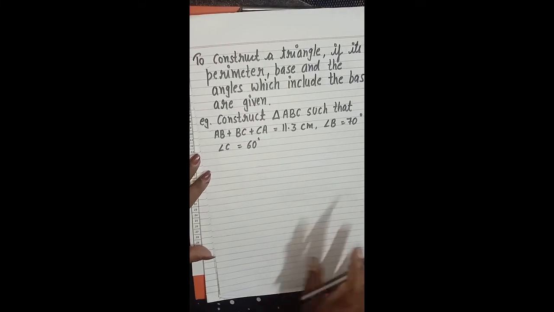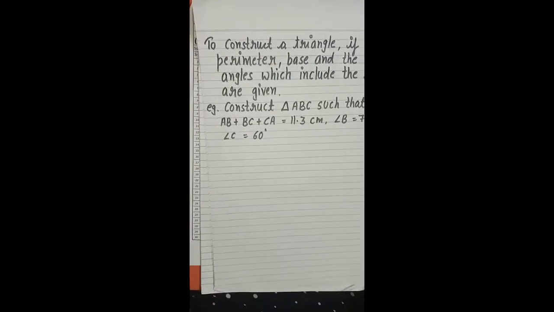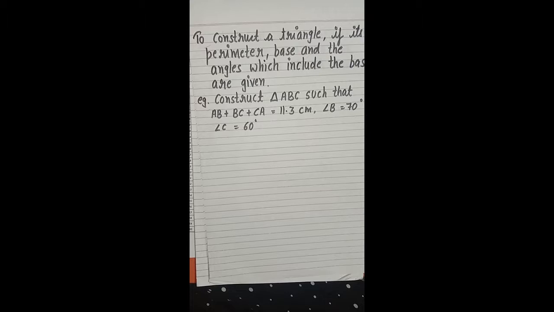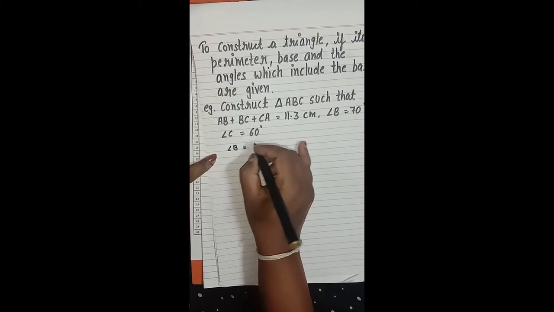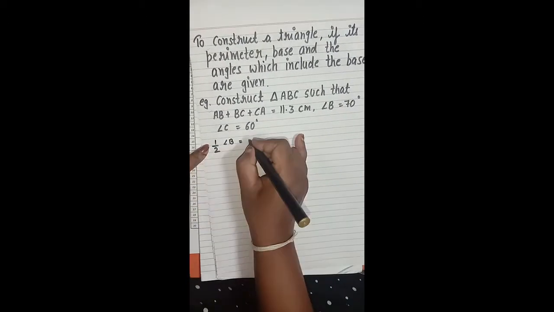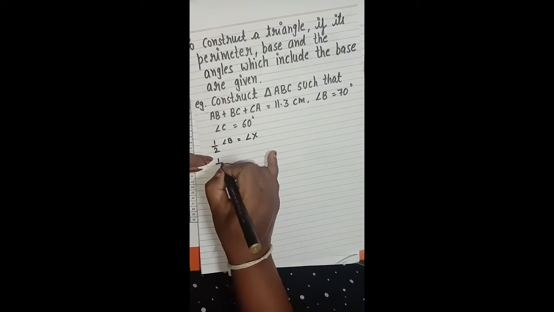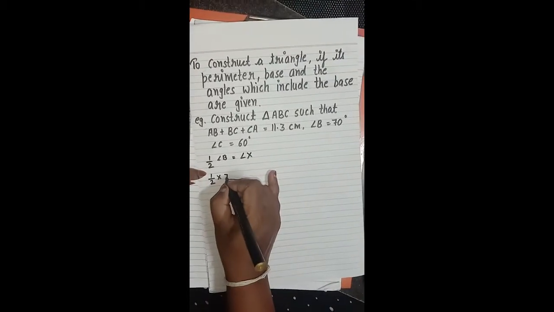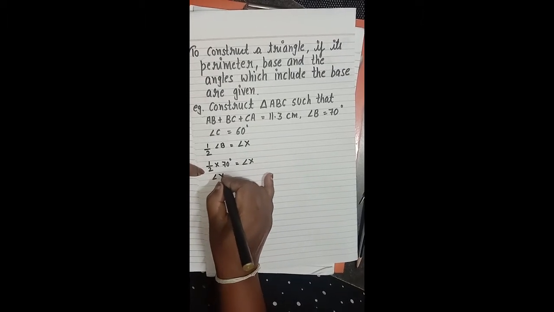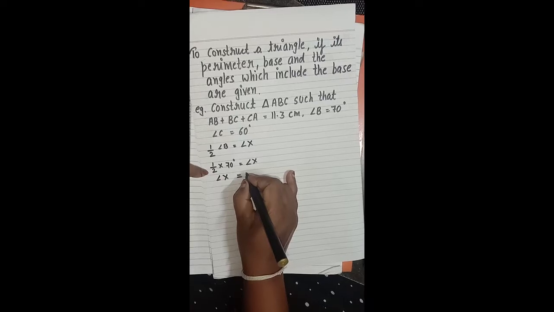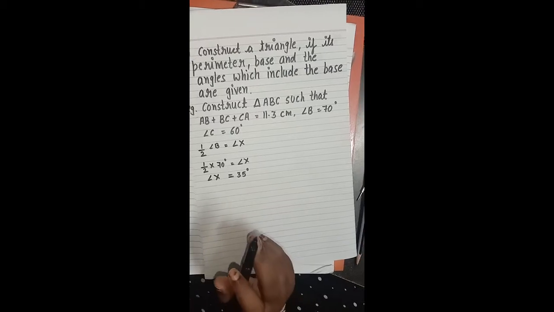Now for that, first we'll find half of angle B. Consider it as angle X. So half of angle B, which is 70 degrees, is equal to angle X. 2 ones are 2, 2 threes are 6, 2 fives are 10, so X is equal to 35 degrees.